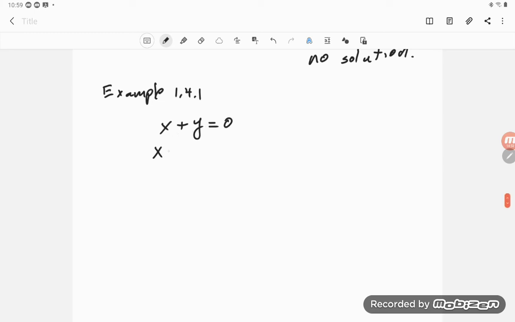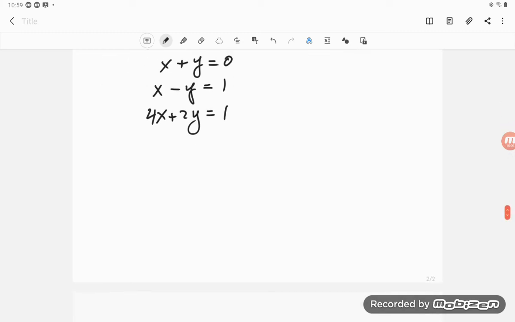0. X minus y is equal to 1, and 4x plus 2y is equal to 1. Now, when I look at this, what I know is most likely we're going to end up with something inconsistent, but you never know. It could have a solution, but typically if I have more equations than unknowns in a linear system, I will get an inconsistent result again. So we make our matrix. 1, 1, 0, 1, negative 1, 1, and 4, 2, and 1.